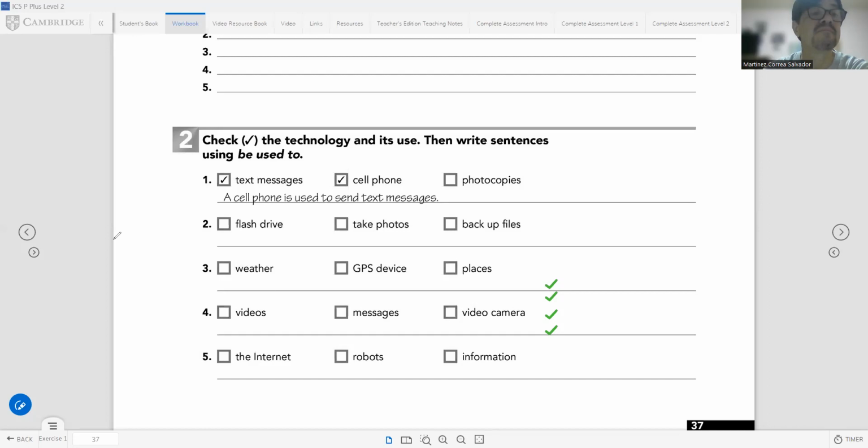You say, check the technology and its use, then write a sentence with be used to. In this case, you are using used to, and when you have used to, you have to use the verb in the simple form. Like in the example, a cell phone is used to send text messages. The verb in the simple form is send. Okay, so let's check the answers.